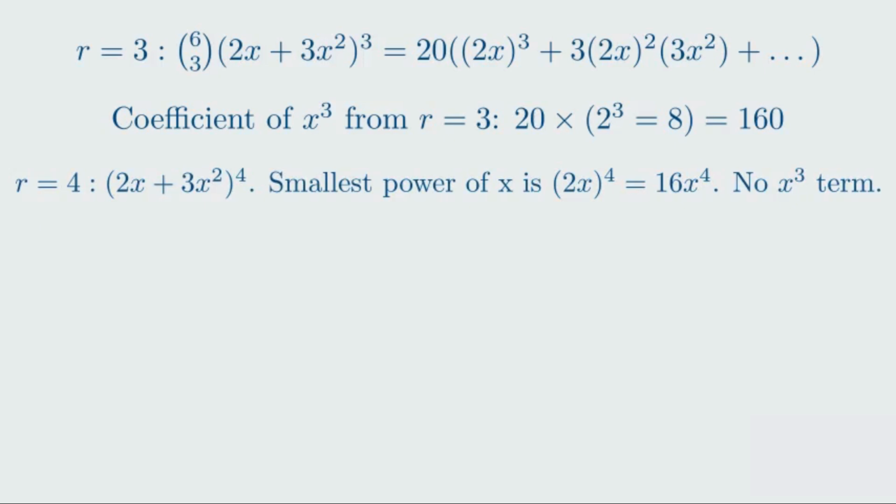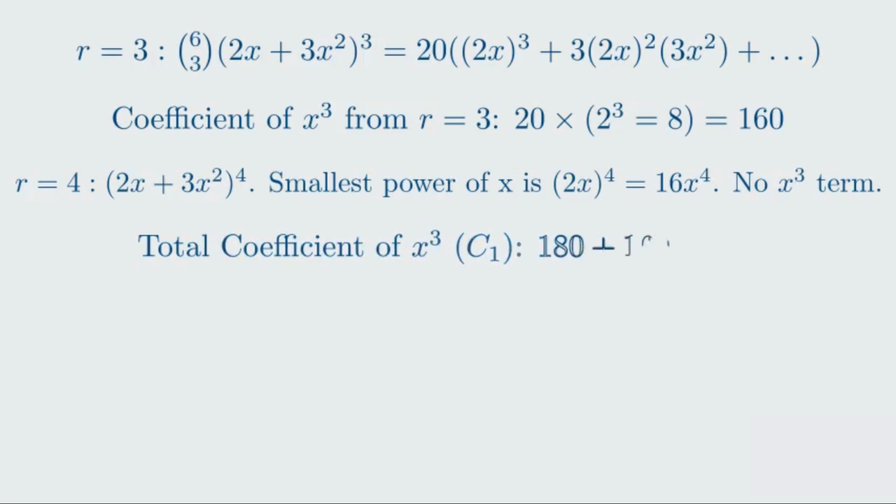To find the total coefficient, we sum the contributions from these two cases. The total coefficient of x cubed is 180 plus 160, which equals 340. So, we've solved the first part of the problem. This coefficient is what we'll call C sub 1 for the first expansion. Great. Now let's move on to the second part of the problem.